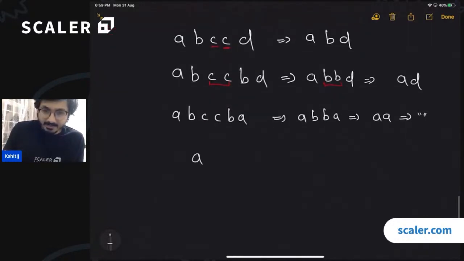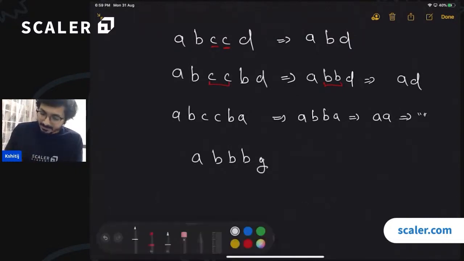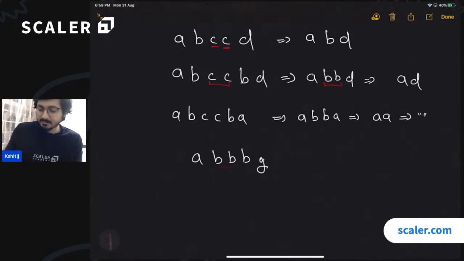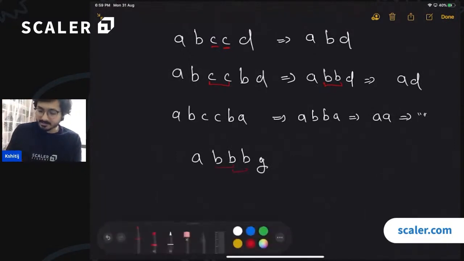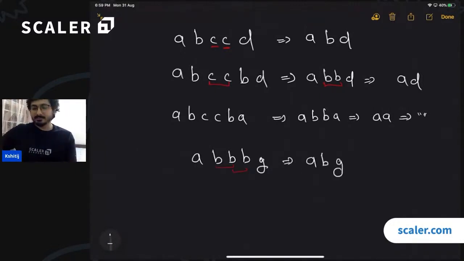Now we have a test case. What if the input is A, B, B, B? If this is the input, then in the first attempt you can either remove the first two B's or the last two B's. Whichever pair you remove, you will be getting A, B. And now there is no pair of duplicate characters, so this remains the answer.